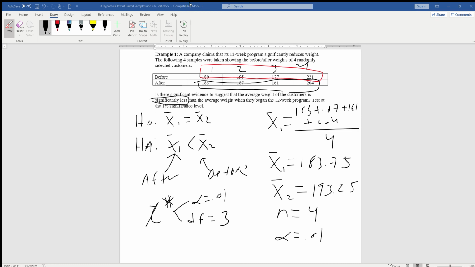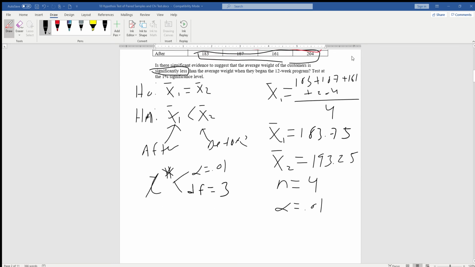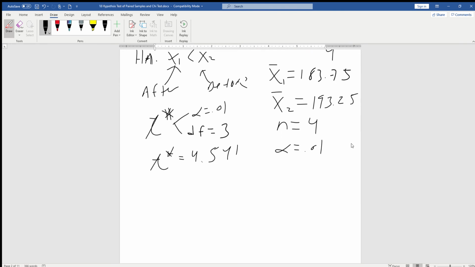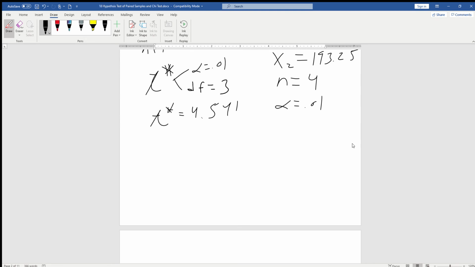And I did not have mine pulled up. I apologize. One moment. And if you all can verify, at 1% significance and 3 degrees of freedom, 4.541 is T critical. Okay, so T critical is going to be 4.541. When we plot it on the distribution, because we have a less than problem, it's going to be a left tail test. So here's what our distribution is going to look like.